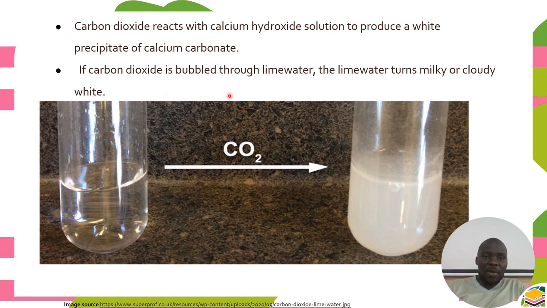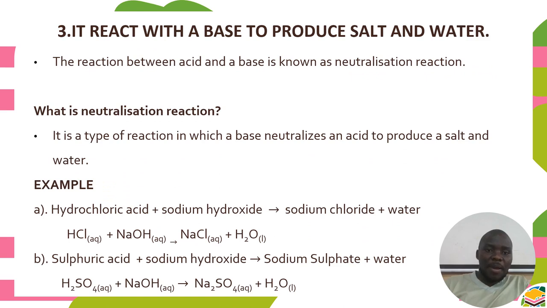If carbon dioxide is bubbled through lime water, which is calcium hydroxide, when carbon dioxide is pumped there, it turns milky, cloudy white. So the milky cloudy white is this one. You can see at first it was like this: lime water containing calcium hydroxide. When carbon dioxide is bubbled into it, it reacts with the calcium hydroxide and forms a white precipitate. So the mixture will look like this. It will turn milky or cloudy white. So that is how we can test for the presence of carbon dioxide.